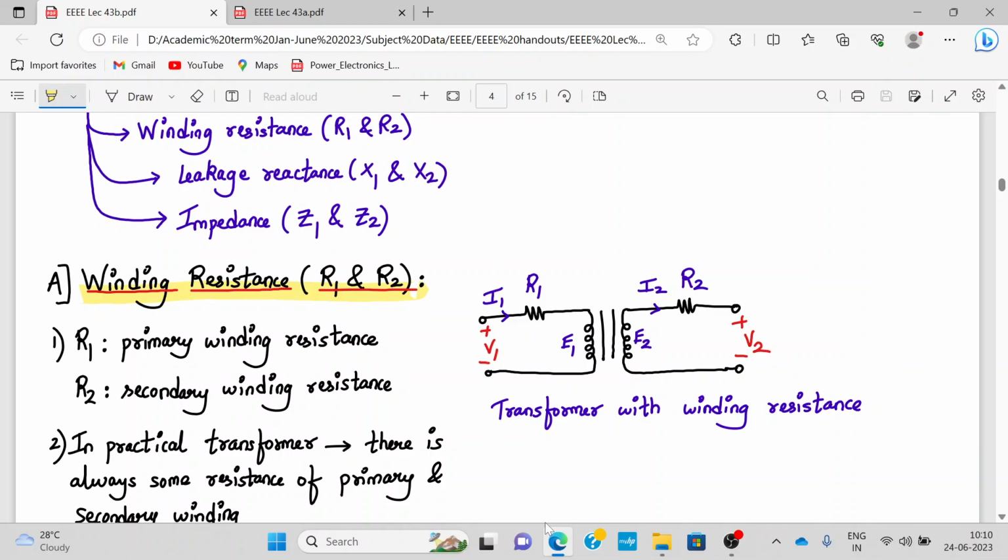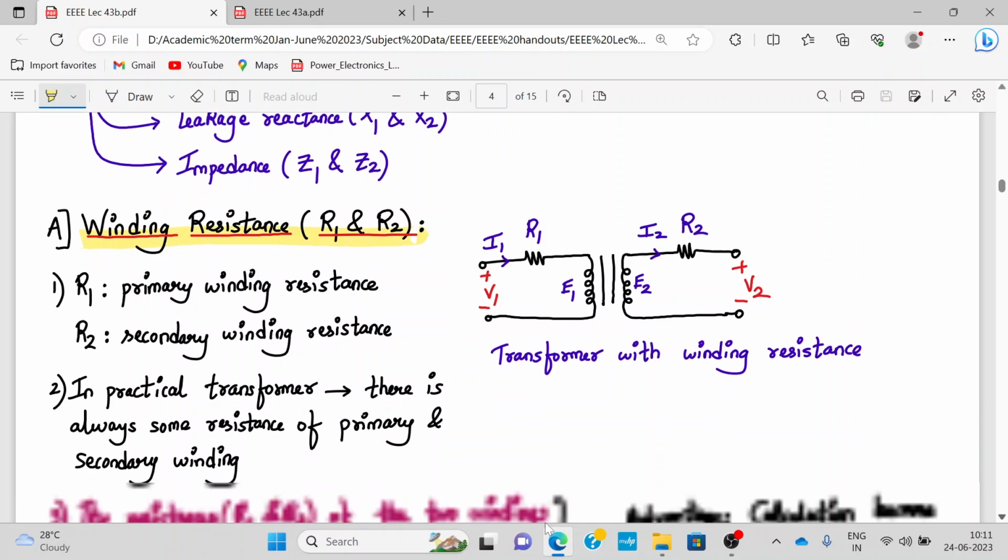Winding resistance: as we have seen, in a practical transformer there is some resistance of the primary and the secondary winding, because these are not pure inductive coils. There is some coil resistance, winding resistance also, which is denoted as R1 and R2 in this transformer symbol. So this is the transformer with the winding resistance shown as R1 and R2. R1 is the primary winding resistance, R2 is the secondary winding resistance.